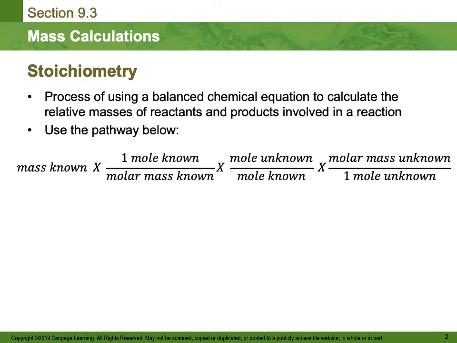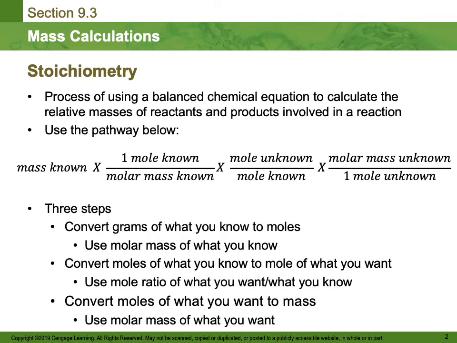In this pathway, we start with the mass of what we know. We're going to convert that into moles of what we know using the molar mass. Then we use our new mole ratio to convert that into moles of what we don't know. And finally, we use the molar mass. So stepped out for you, again, are the 3 steps.